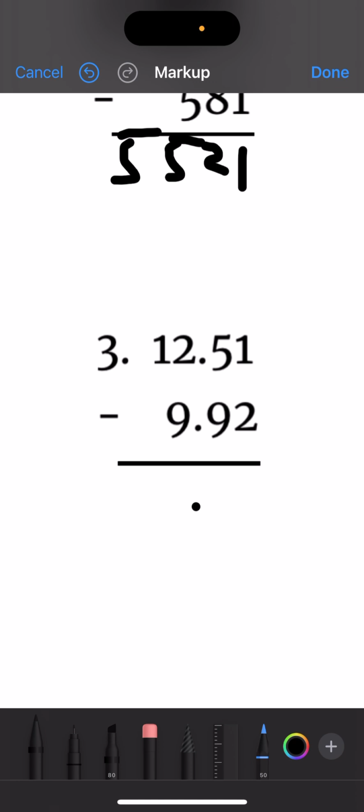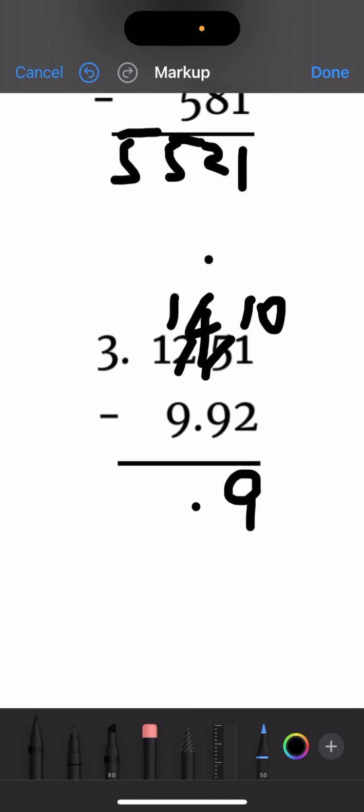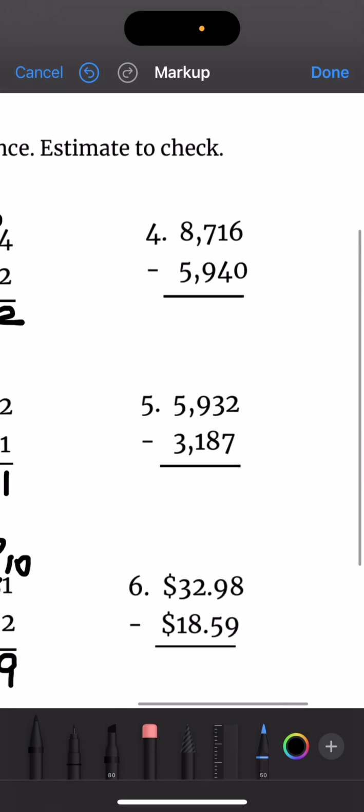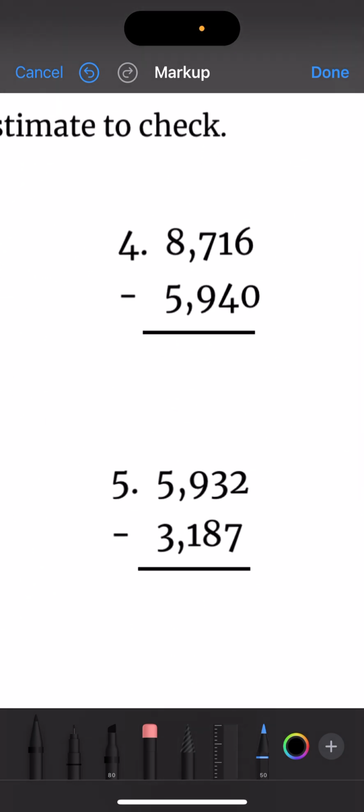1 minus 2, can't do it. Borrow. This would give us 9. 4 minus 9, we can't do that again. This becomes 14 minus 9, which is, that's correct, so it is 5. 1 minus 9, we can't do it again. Borrow for the last time, which becomes 11, so this would be 2,959. 6 minus 0 is 6.